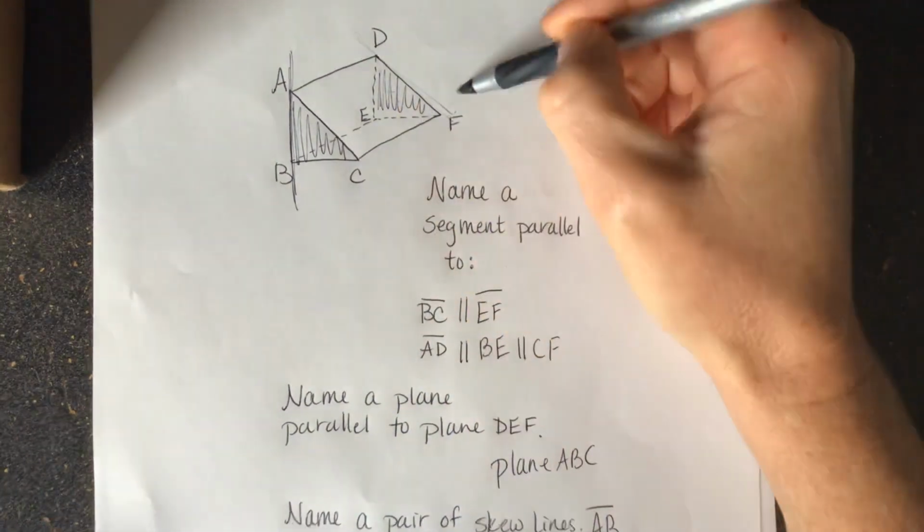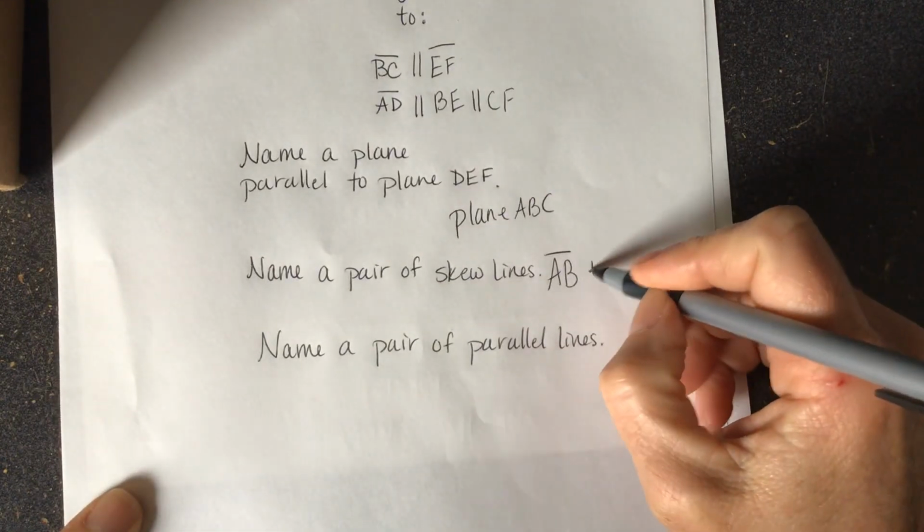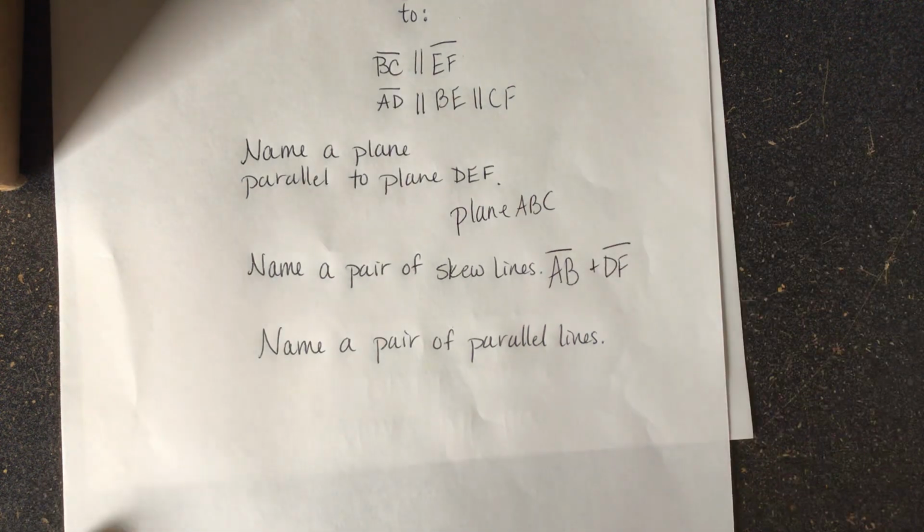Neither of them are on that same plane. This one would intersect the plane it's on. I'm going to go back here with DF. So I'll just put the and symbol in between.